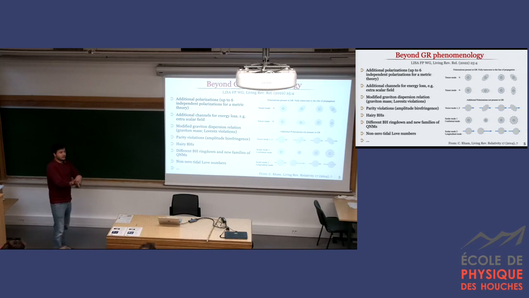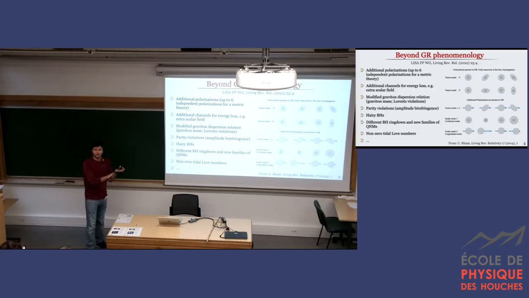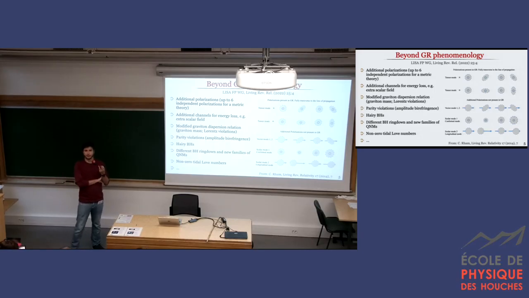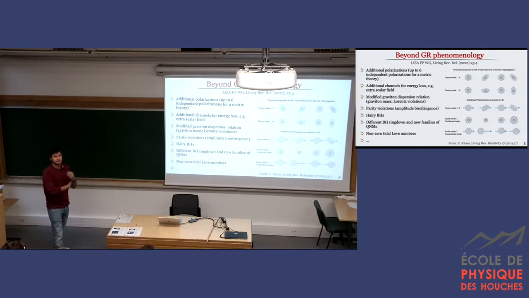Okay, so before going to the PPE, let me just remind you of some of the effects that you have when you go beyond GR. Perhaps the one that you've, well, I think this was already mentioned in the slides: in GR you know that you only have two polarizations, so h plus and h cross. But in general, for generic metric theories of gravity, so theories of gravity where you have a metric tensor, you can have up to 6 independent polarizations.